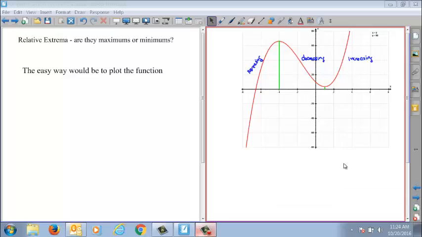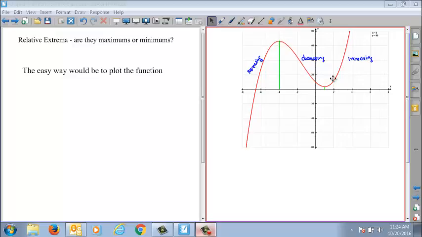Okay, so let's continue on chapter 3, section 3. What we're doing is we're looking at functions, and we're looking for places where the function changes from increasing to decreasing, or from decreasing to increasing. And where you get that change is where you have a zero slope, or where the slope is undefined.